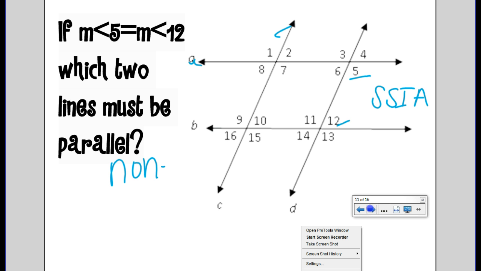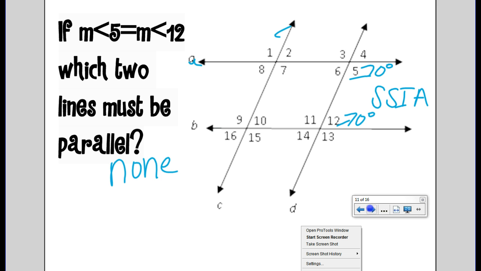And I know what you're thinking. You're saying, but they're 90, they're 90, so they do add up to 180. But no one is telling you that they're both 90. For all we know, that could be 70 and that could be 70. It's just that they're congruent. That doesn't make the lines parallel. Okay?